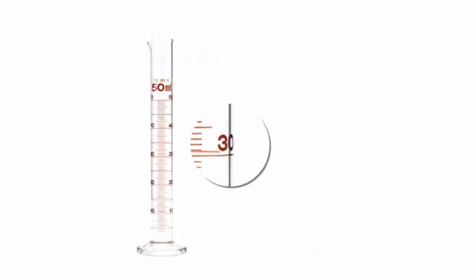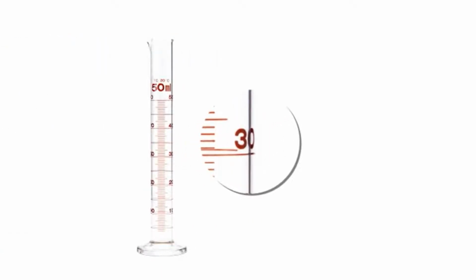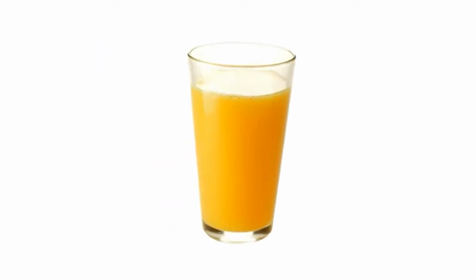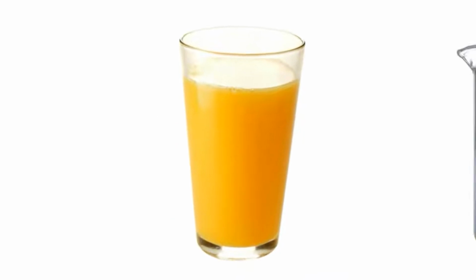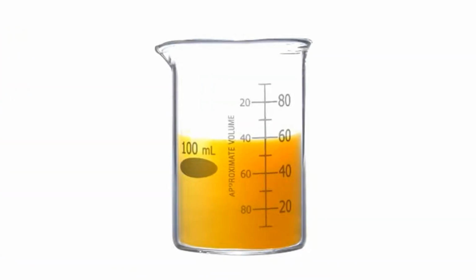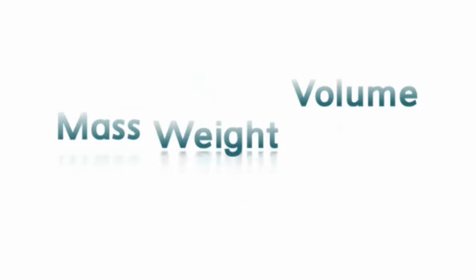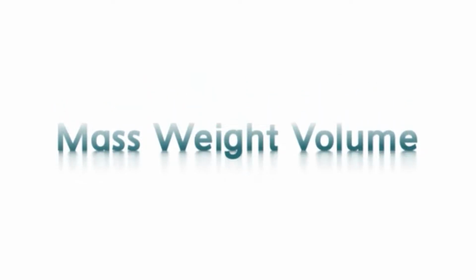The measurement marks on the graduated cylinder or beaker measure milliliters. If we want to measure how much juice is in our cup, we would pour it into a beaker or graduated cylinder and read the marking where the juice rises and stops. Now you know the difference between mass, weight, and volume.